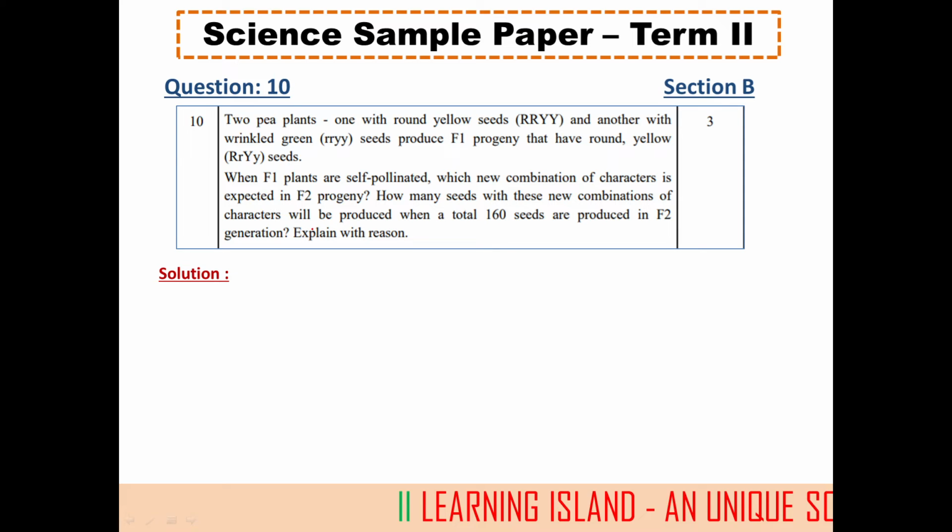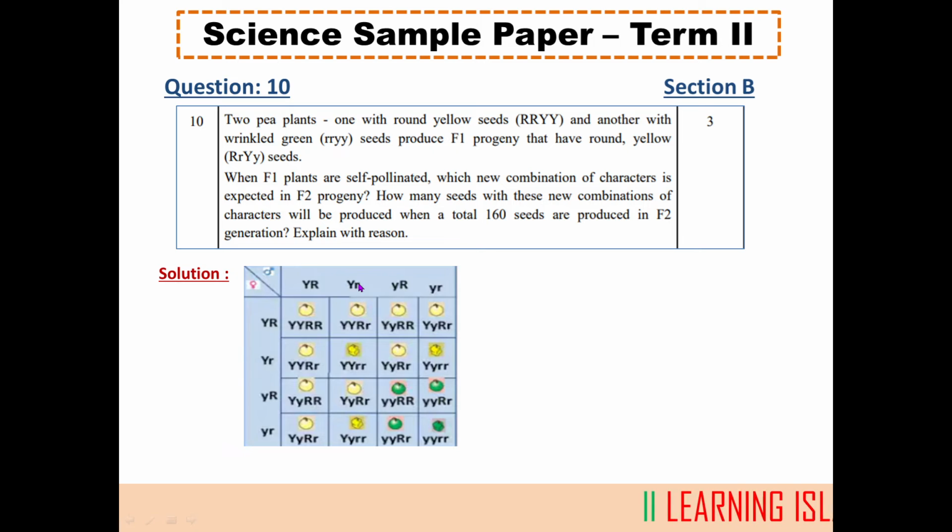Now the second part is that when F1 plants are self-pollinated, in the dihybrid cross, the self-pollination has been shown through the checkerboard. Now I will show you the checkerboard so that you can memorize it properly and get the answer in your mind very easily. So here the question is, how many seeds with a new combination of characters will be produced when a total of 160 seeds are produced in the F2 generation. So if I show the checkerboard, this is the checkerboard.